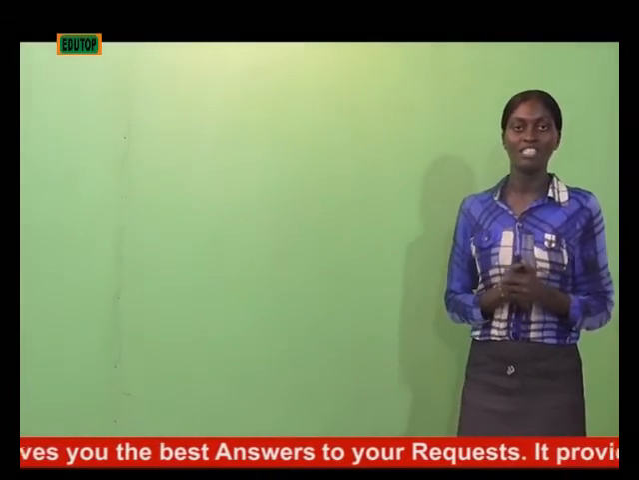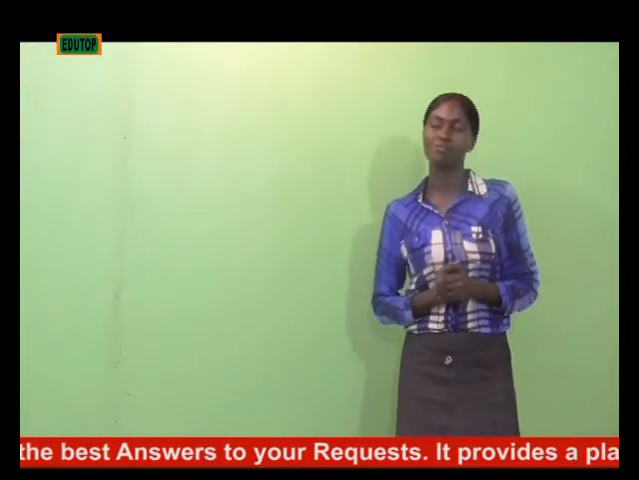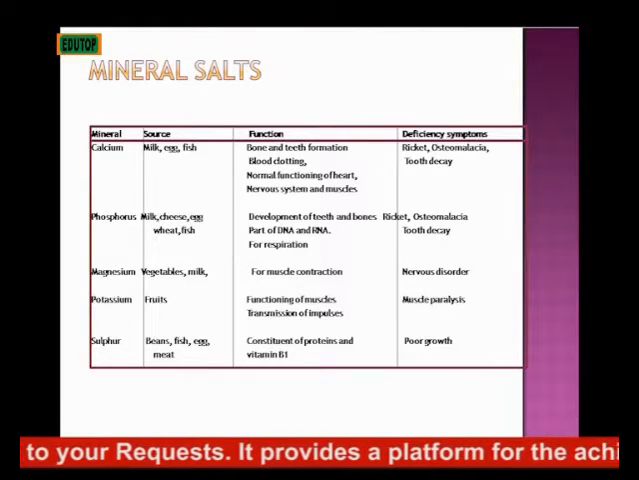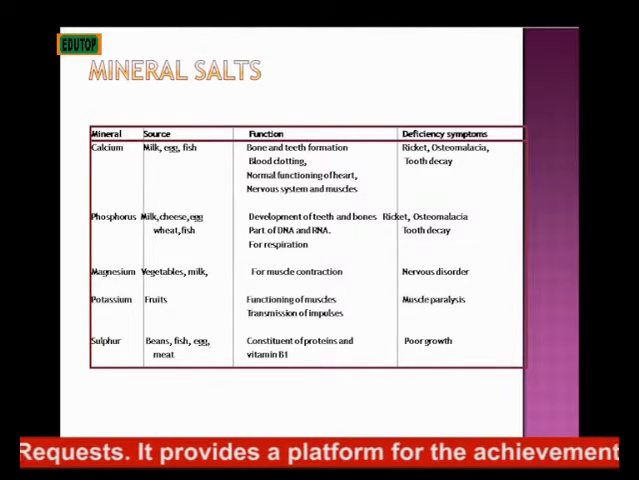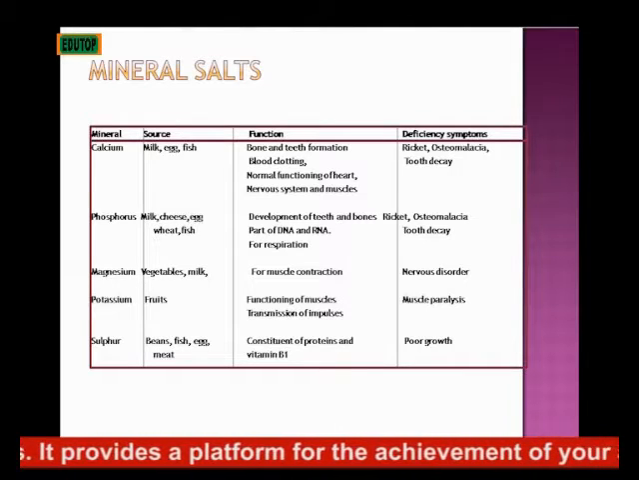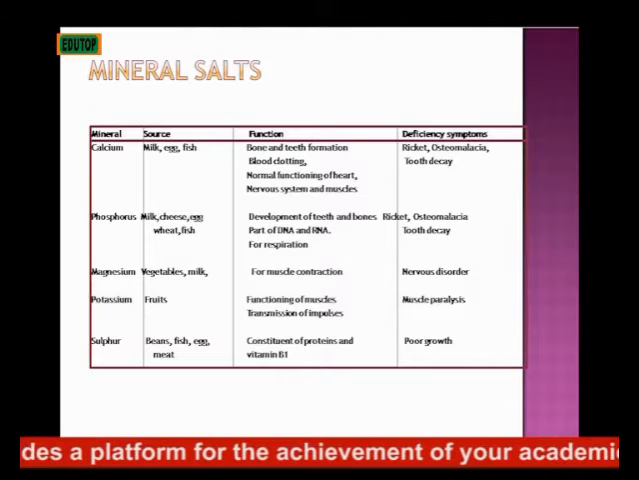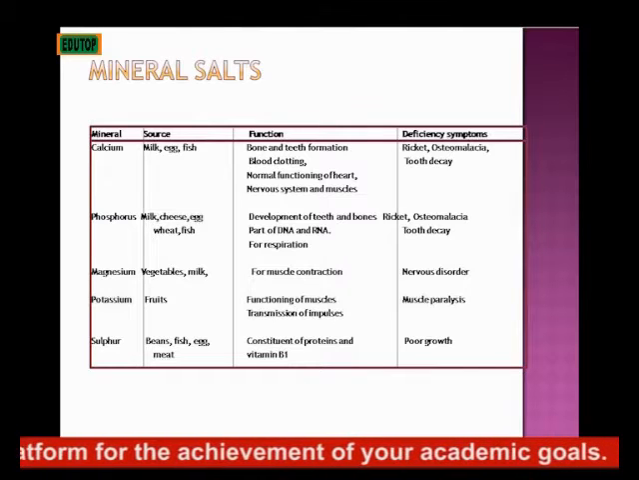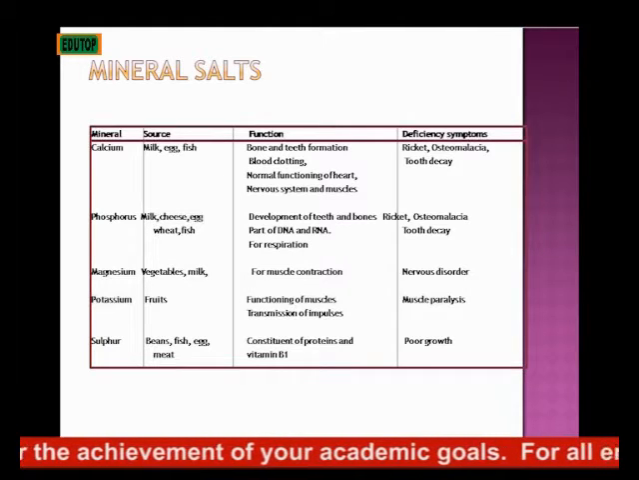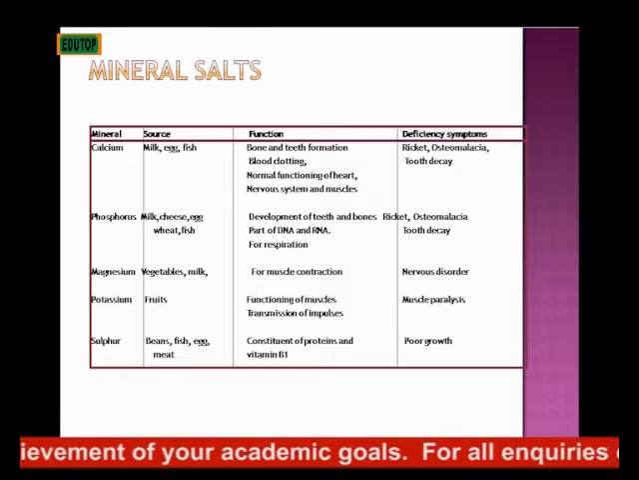We move on to talk about the next class of food, which is the mineral salts. This is in a tabular form. So we have the first mineral, calcium. Where do we get calcium? Milk. We get it from egg. We get it from fish.